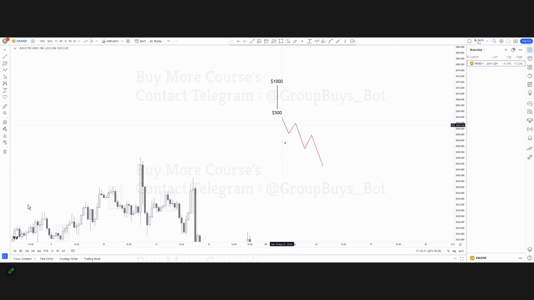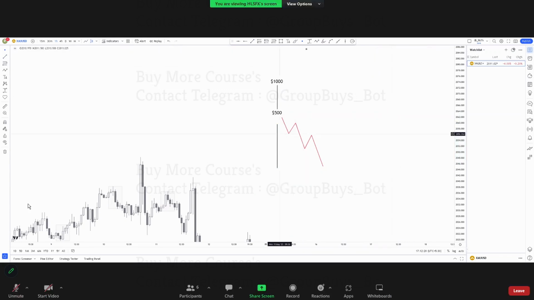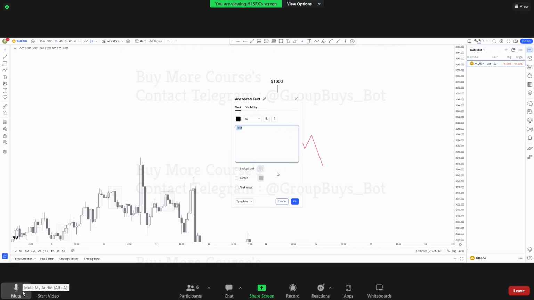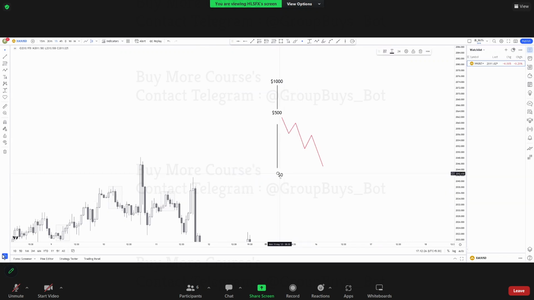And finally this will become what? What's the balance? Zero. This is what happens. That's how people end up losing money in the forex market. Now I'll tell you what to do in this situation.